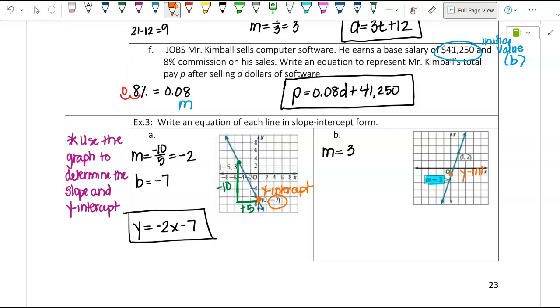What number would go with that y-intercept? Where am I crossing the y-axis? What number on the y-axis is that? -1. That's the ordered pair 0, -1, which means b equals -1. So my equation would be y equals 3x minus 1. So as long as I have a slope and a y-intercept, I can write an equation of a line.